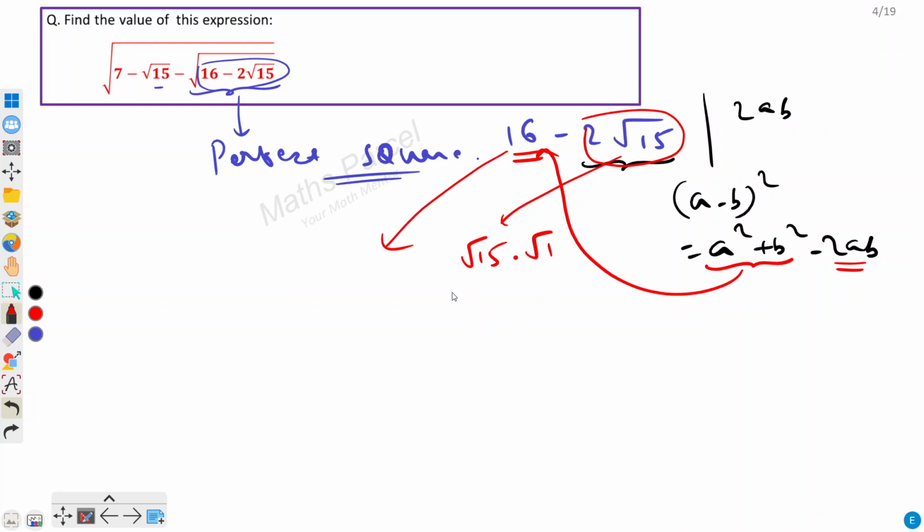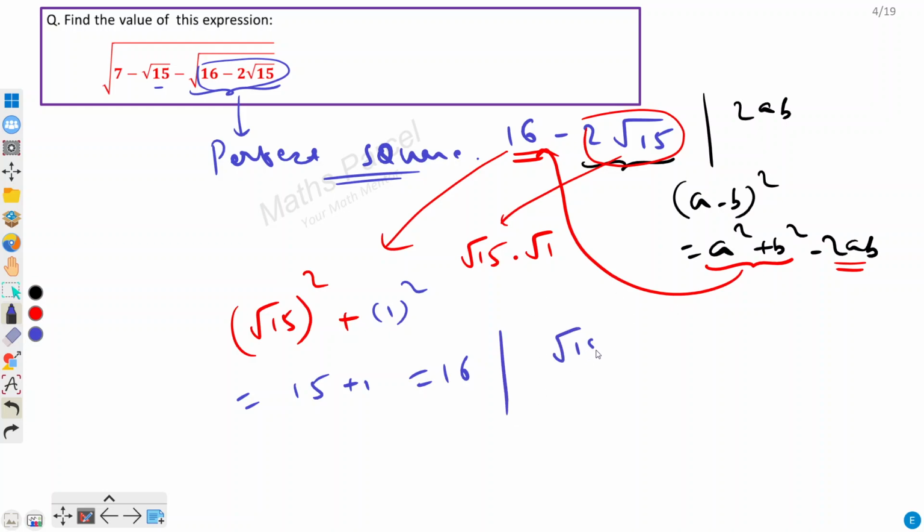Now cross check this one. Can I write this as root 15 square plus 1 root 1? That would be 1 only, right? So you can directly write it as 1 square. So this would give us 15 plus 1, 16. So this satisfies it, right? So can we write this whole as (root 15 minus 1) whole square?